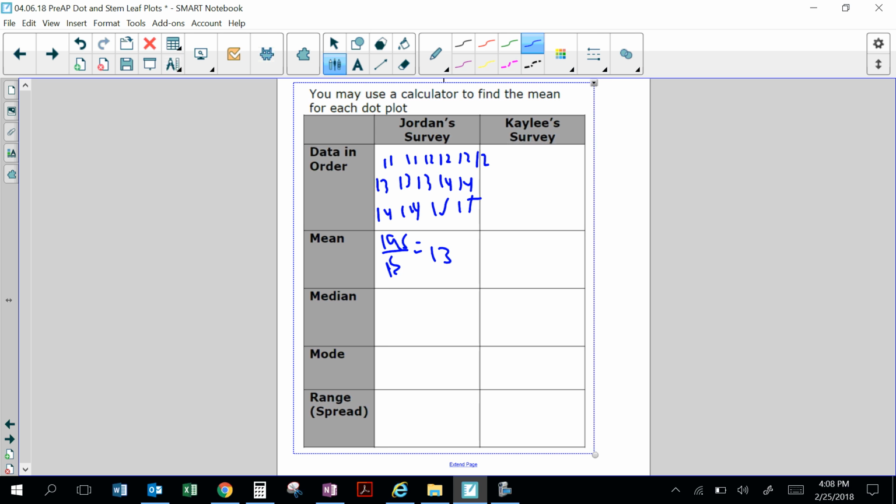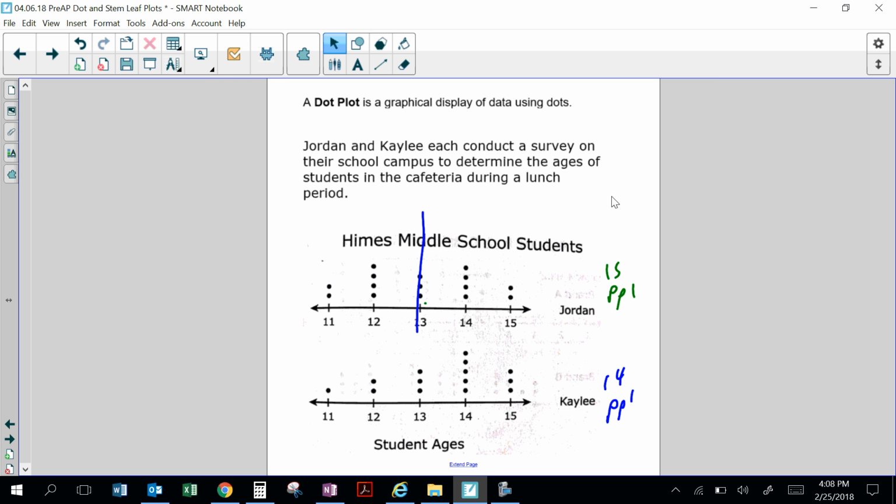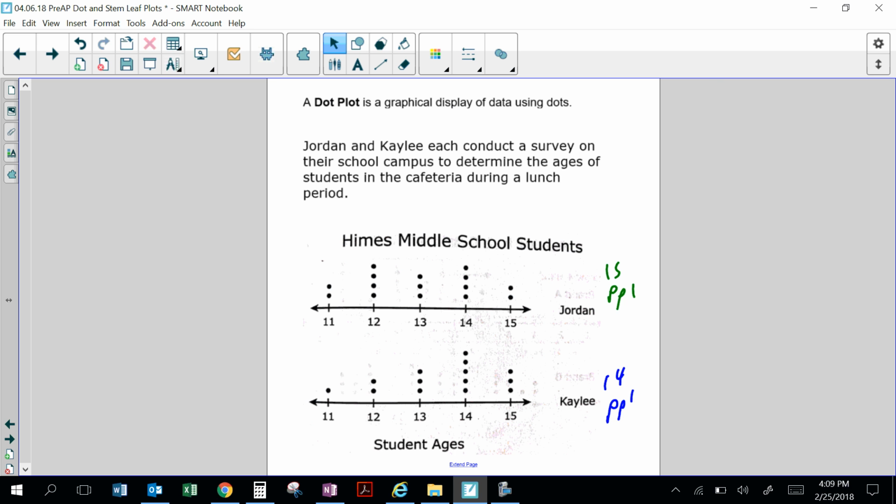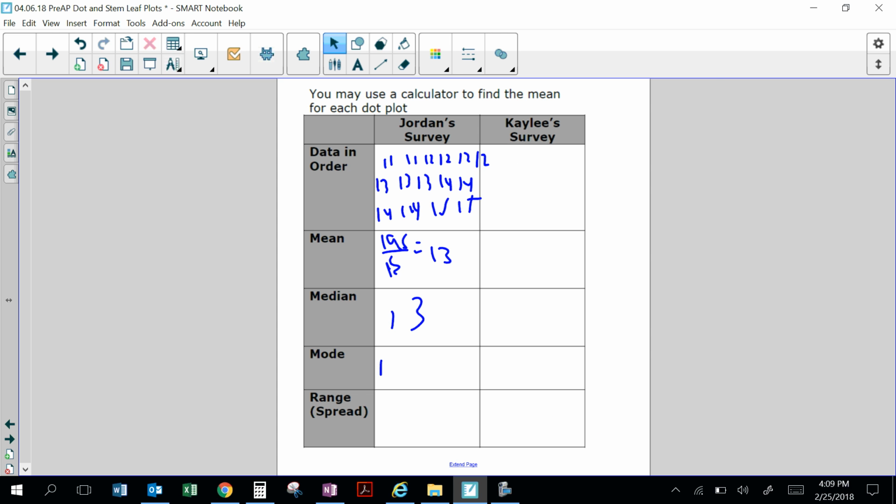Median. So let's look at this. Which one of these is in the middle, the halfway point? So let me erase this. Halfway point. Well, we cross out 2 here, cross out 2 here, cross out 4 here, cross out 4 here. So this one, 13, is the median. Mode. Was there an age that repeated more than anything else? 12 and 14 tied with 4 people per age. And the spread is from 11 to 15, or 4. The difference is 4 ages between the youngest and oldest.